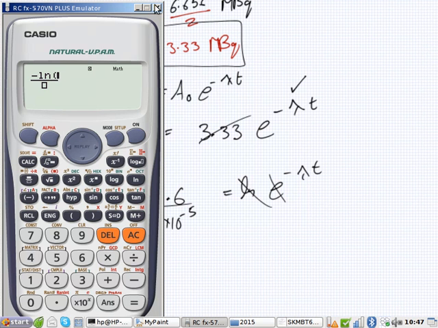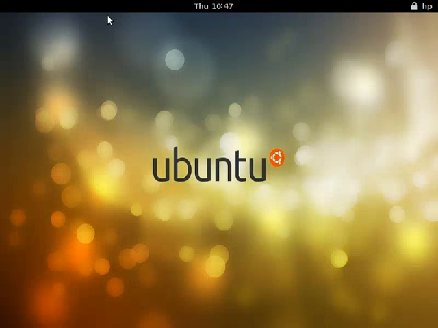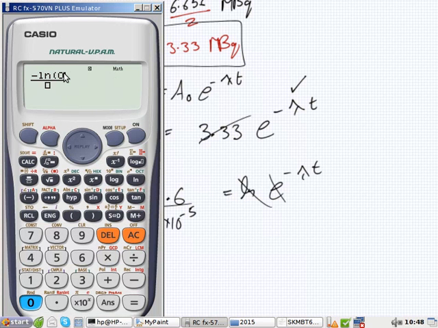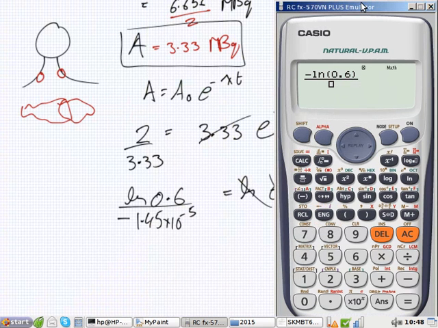What the heck? Oh, stuck. My battery's about to go to standby, I think. Do you mind typing in minus log 0.6 over the decay constant? I have it here now, actually. Just about got enough power.